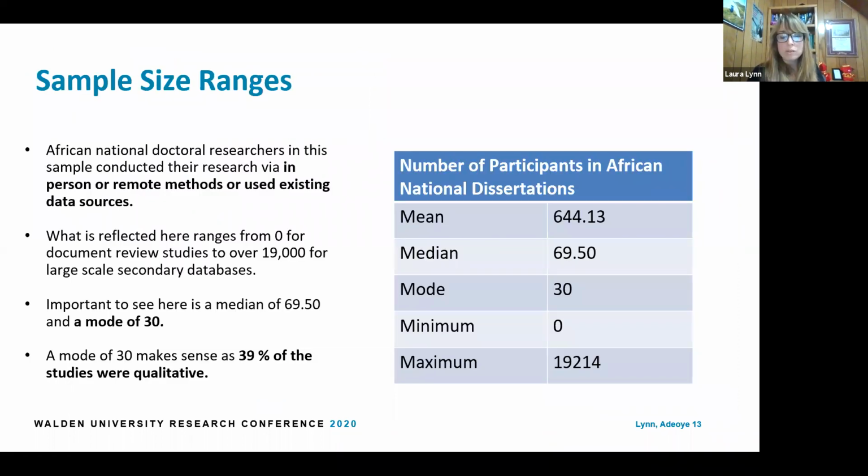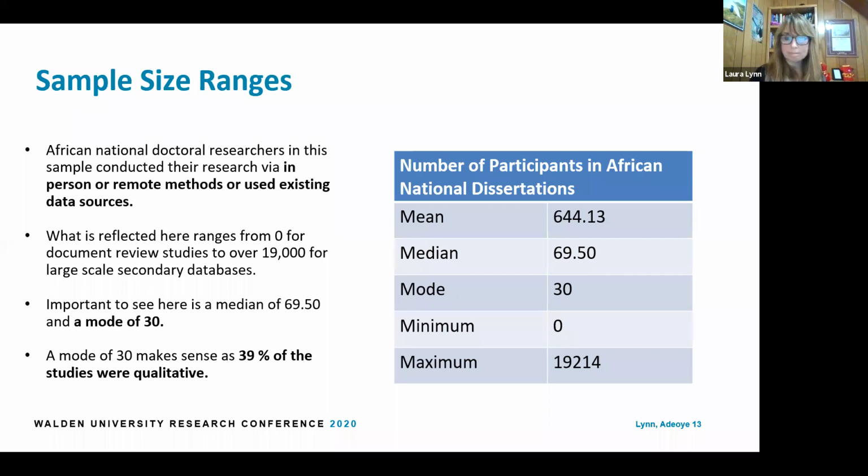So in terms of range, we wanted to get a sense of how many people. You'll see a minimum of 0, where we're maybe just looking at some documents or an overview, but a maximum of 19,214, and that's because it's a very large existing data set. But you'll see a mode of 30, which makes sense considering the large amount of qualitative studies. And Blessing, did you want to say more about that at all?